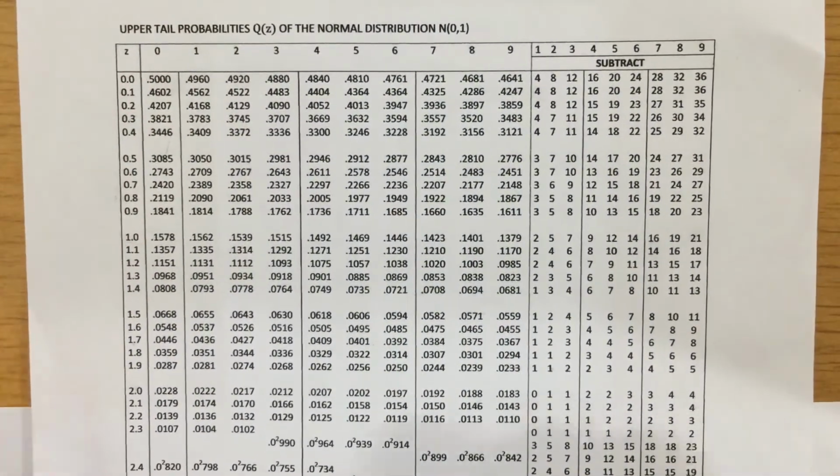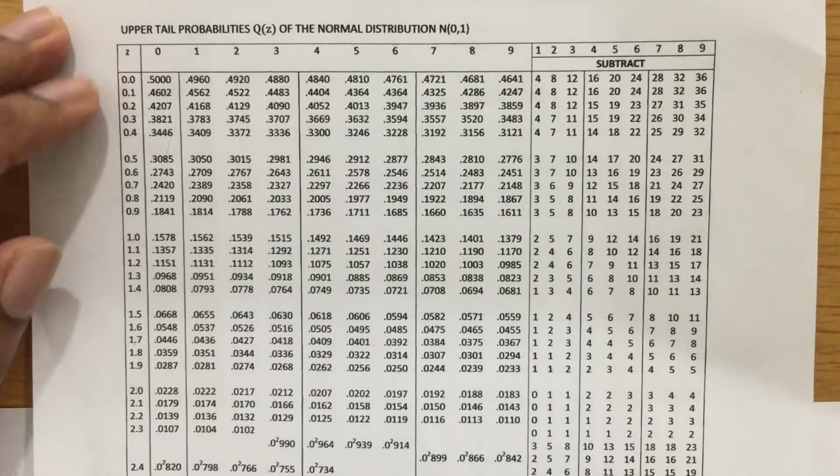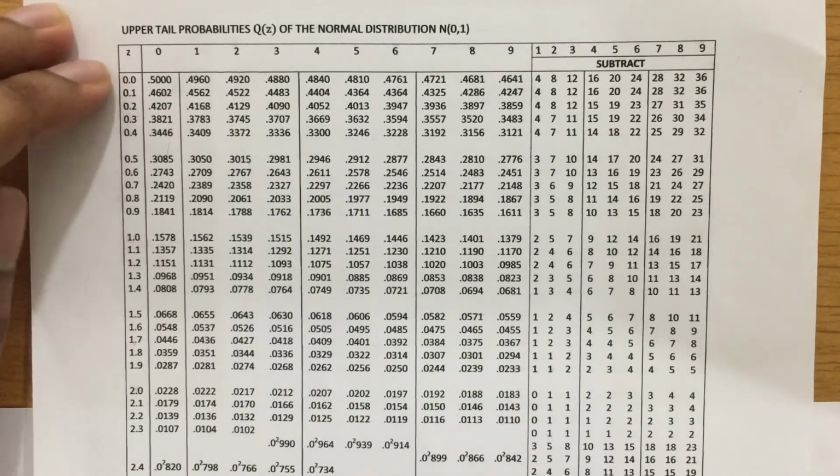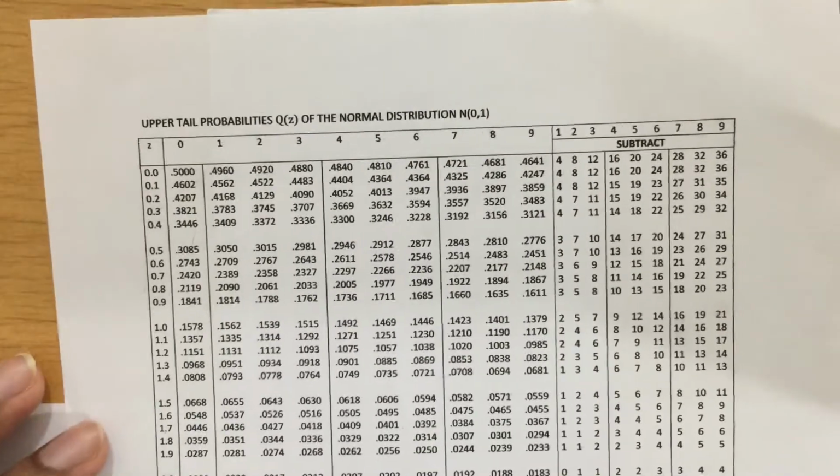Okay, so as you are looking right now, this is the z table, guys, the upper tail probabilities Q(z) of the normal distribution. So this is your z table over here. From here you have the respective z values starting from 0 and going up to 3.9. So you have a wide range of z values, guys.